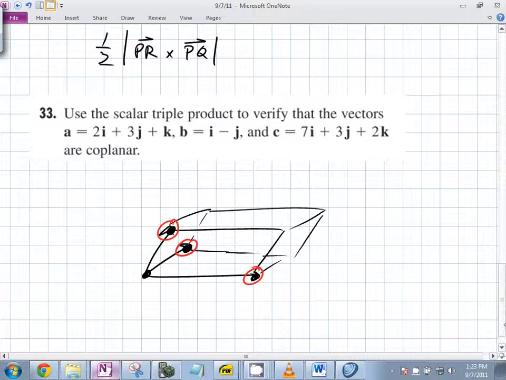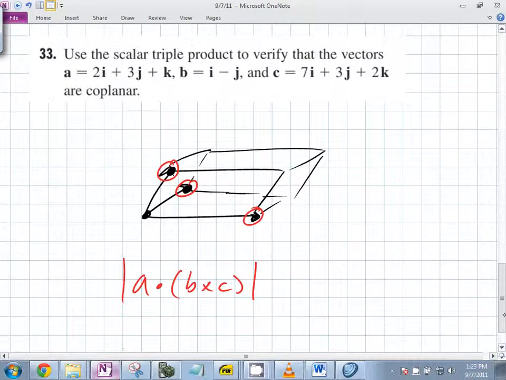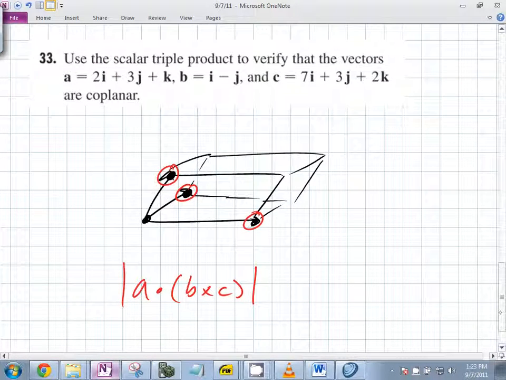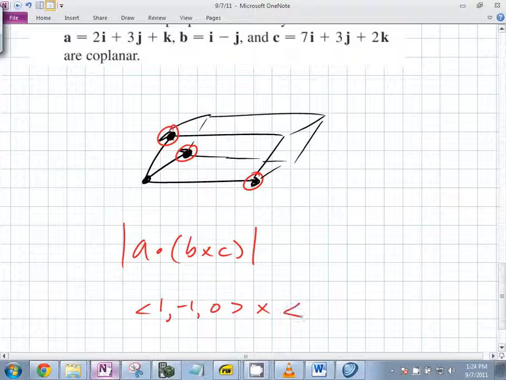In the formula that it says in your book, it gives you, I think, this A dot what? B cross C. We can come up with a reason for that in a second. So, does it really matter which one you choose as A? Well, actually, we get A, B, and C, right? Great. So what are you going to do here? Let's do B cross C first. We have, what is B? 1, -1, 0. And what's C? 7, 3, 2.